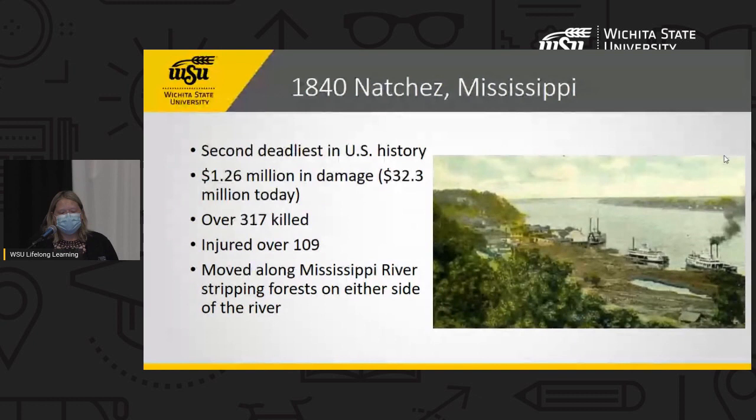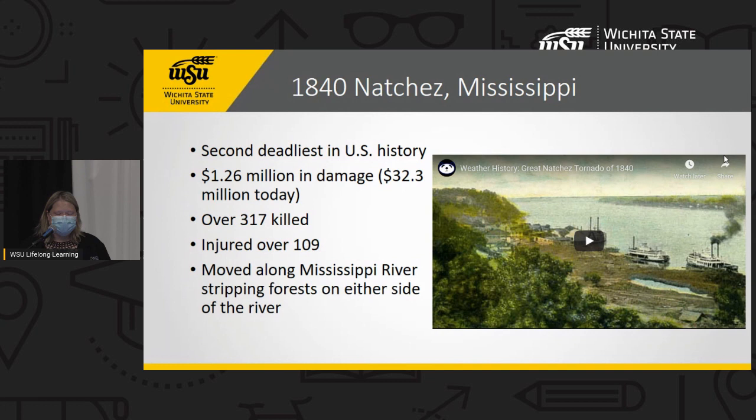So in 1840 in Natchez, Mississippi, the second deadliest tornado in U.S. history occurred. It caused about $32.3 million in today's value. It killed over 317 people and injured over 109. Most of those people who were killed or injured were on boats in the river. So when the tornado came along, it just went along the Mississippi River, and it decimated the forests on either side of the river, and it killed everybody who was working on the river.